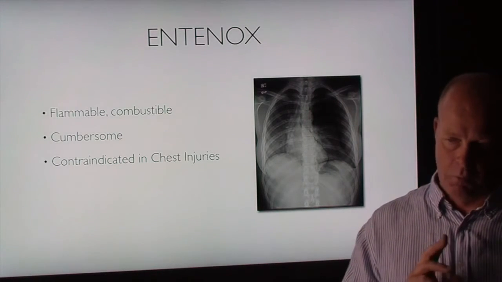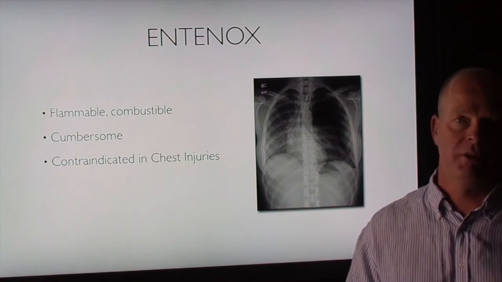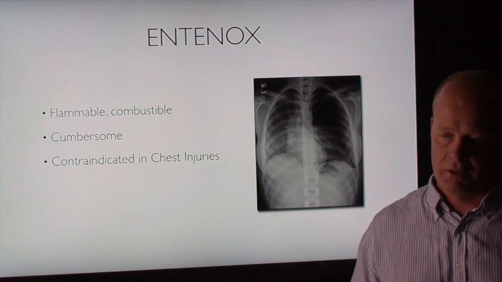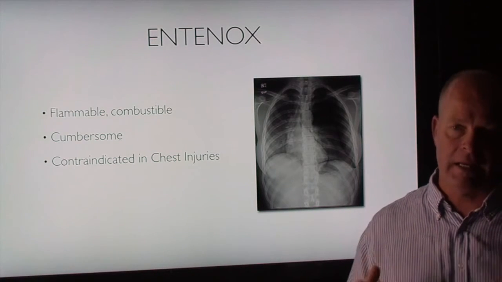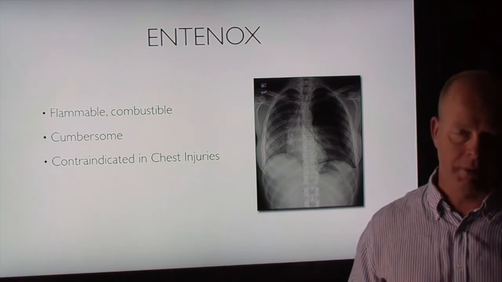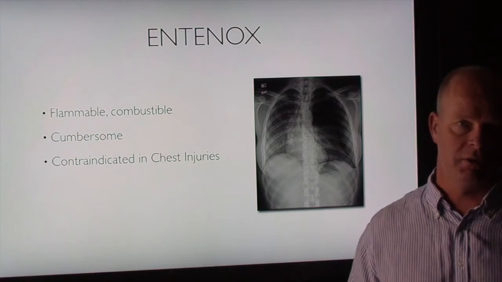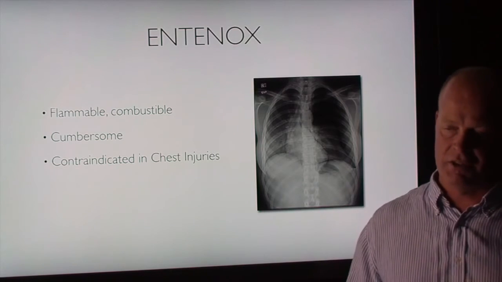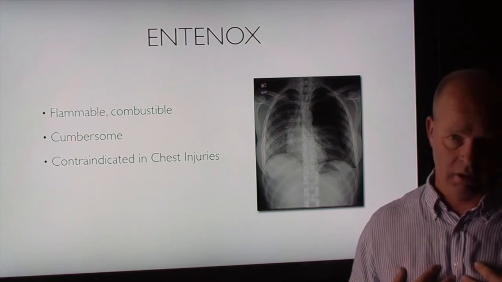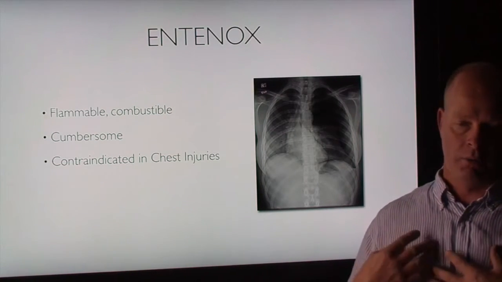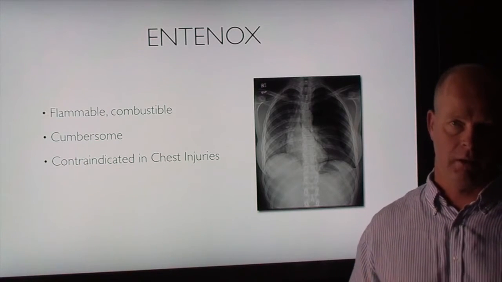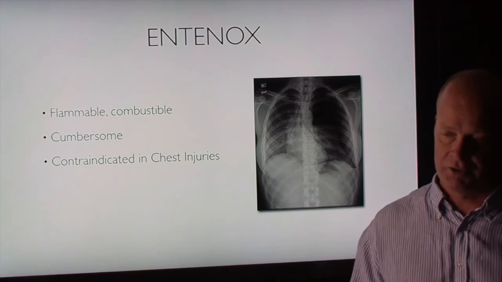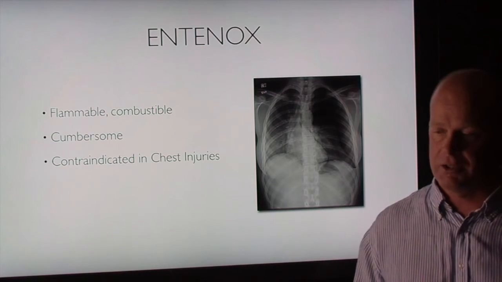The other problem with Entonox is that it's flammable because it's 50% oxygen, so it supports combustion quite well. It's cumbersome to use, and it's contraindicated in any gas trapping type injury, so any gas space injuries. So ruptured organs in the abdomen potentially, not such an issue, but chest injuries in particular, where a pneumothorax can become rapidly a much more severe and large pneumothorax once nitrous oxide's on board in the patient's circulation.